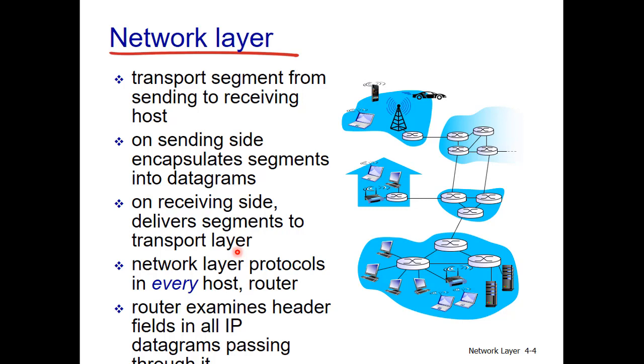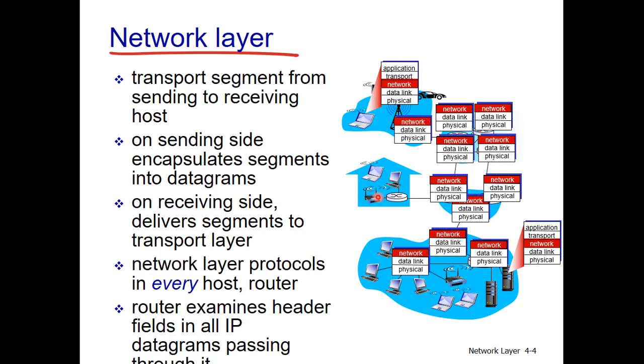Network layer protocols are in every host and router. As we talked about, the transport layer works on the end systems, sender and receiver, whereas the network layer works on every host and router. The router examines the header fields in all IP datagrams passing through it. This is the TCP/IP model: physical layer, data link, network, transport, and application. This layer is implemented on end systems and also on the intermediate systems.